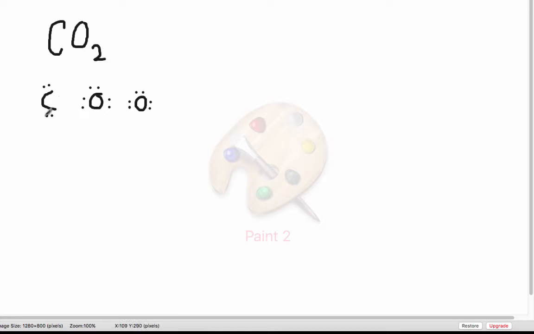So the carbon has 4 valence electrons, and it wants 4 more to make a filled outer shell. The oxygen has 6 valence electrons, and it wants 2 more to make a filled outer shell. So when you have an atom that wants 2 more electrons, it's a pretty good indicator that it's going to have double bonds in the molecular structure, so in the Lewis structure. And that's what happens here. So we're going to have a double bond between each of the oxygens and the carbon, like this.